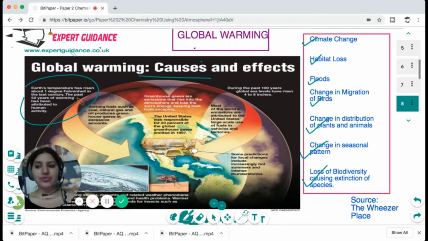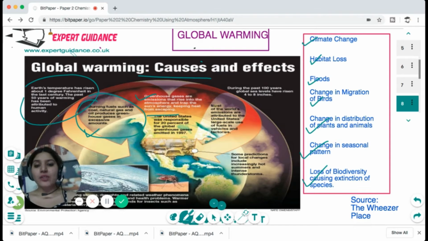You can see that the Earth's temperature has risen about 1 degree Fahrenheit in the last century, and the past 2 years of warming has been attributed to human activity, because burning fuels such as coal, natural gas, and oil produces greenhouse gases in excessive amounts. Greenhouse gases are emissions that rise into the atmosphere and trap the sun's energy, keeping heat energy from escaping.